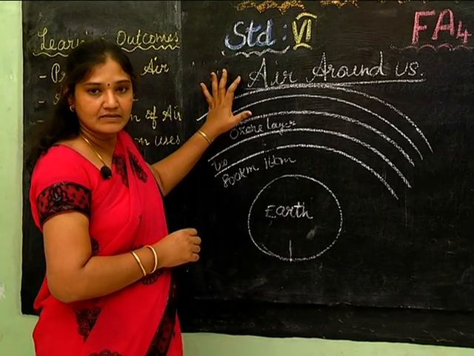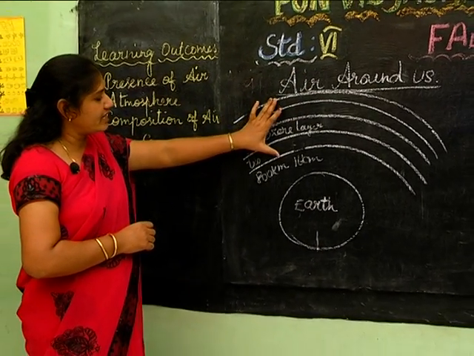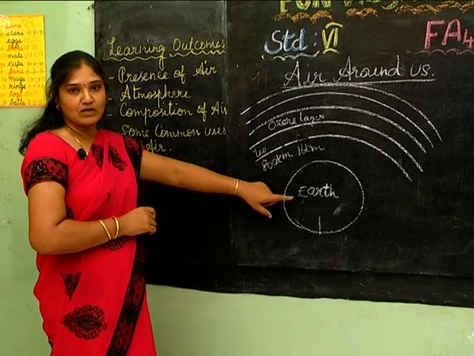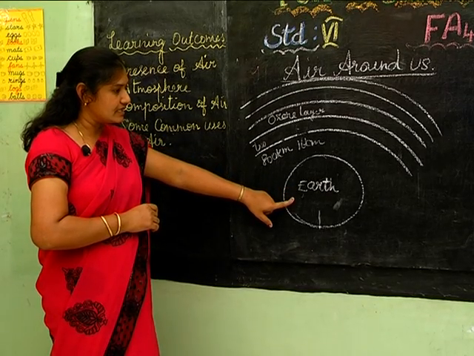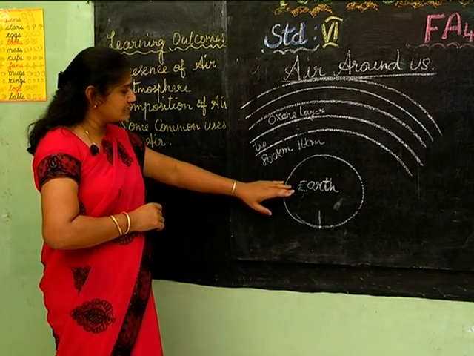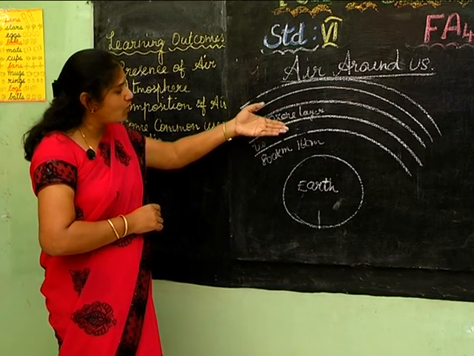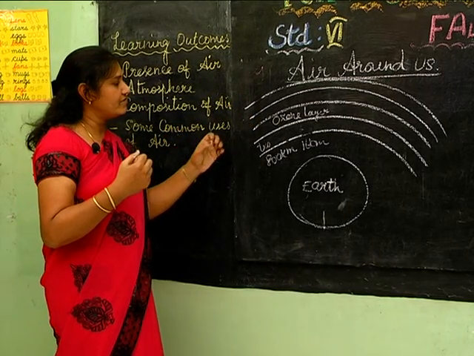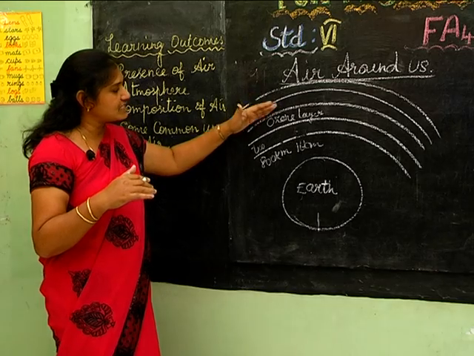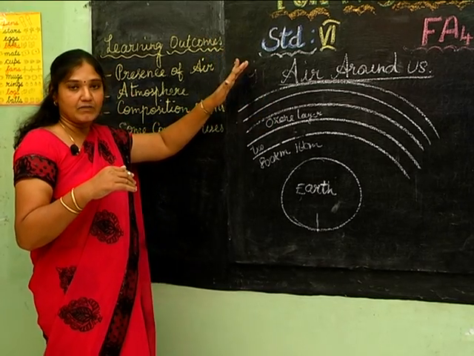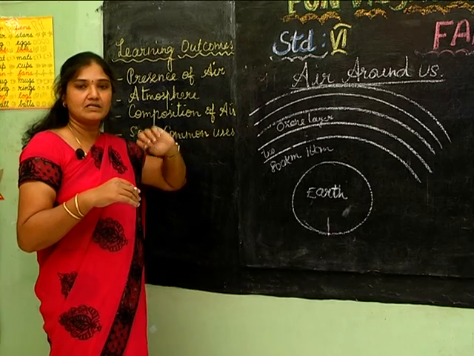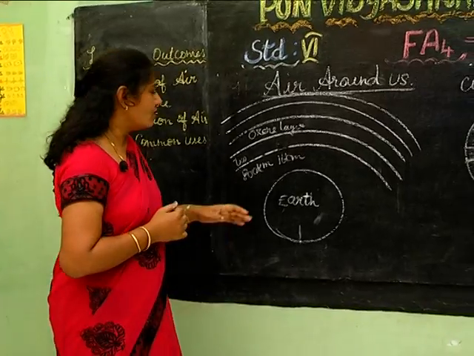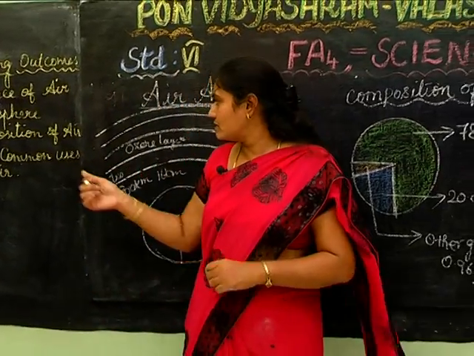Do you know the reason why? Because this layer of air, the atmosphere, is being held up by the gravitational force of the earth. Since the gravitational force of the earth decreases when we go higher up, it cannot hold up the air, so the availability of air becomes very much lesser. That is why mountain climbers carry oxygen cylinders with them. Okay. Now let us move on to the next topic, composition of air.